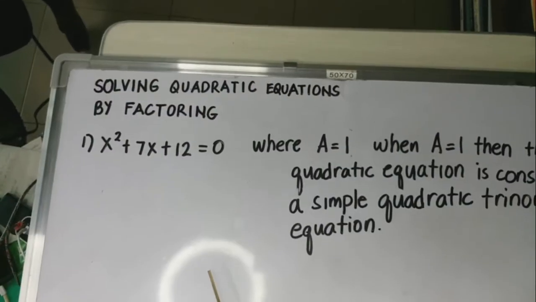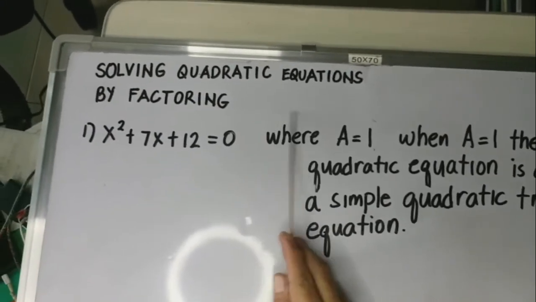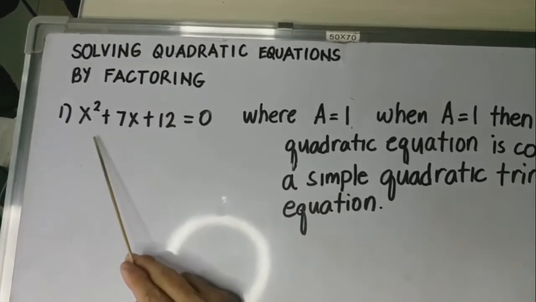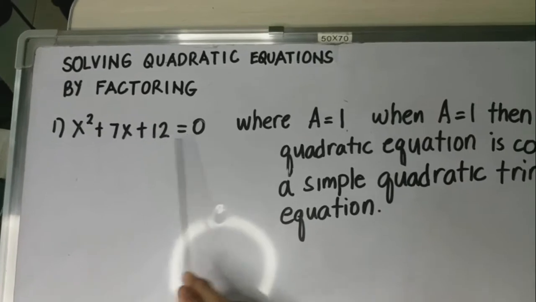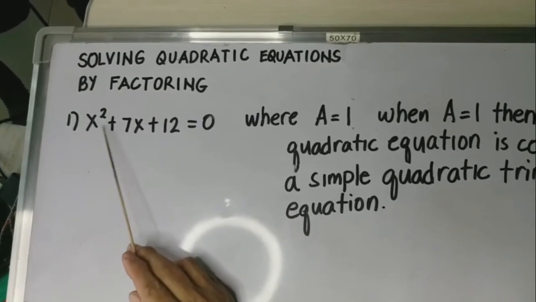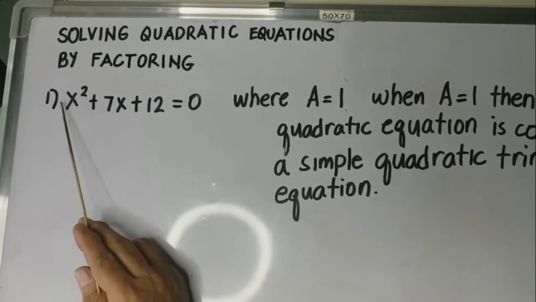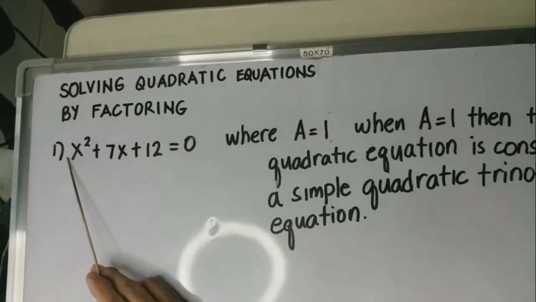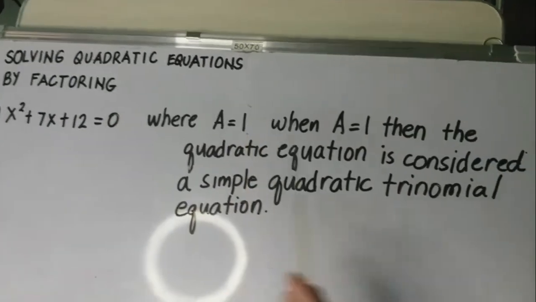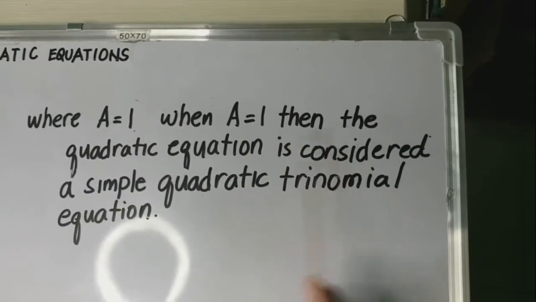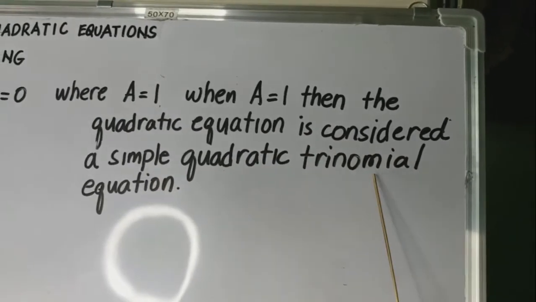This time, we're going to solve quadratic equations by factoring. In the given equation, x squared plus 7x plus 12 equals 0, the first term is x squared, wherein the numerical coefficient of the first term is 1. When the numerical coefficient of the first term is 1, then a is equal to 1. When a is equal to 1, then the quadratic equation is considered a simple quadratic trinomial equation.